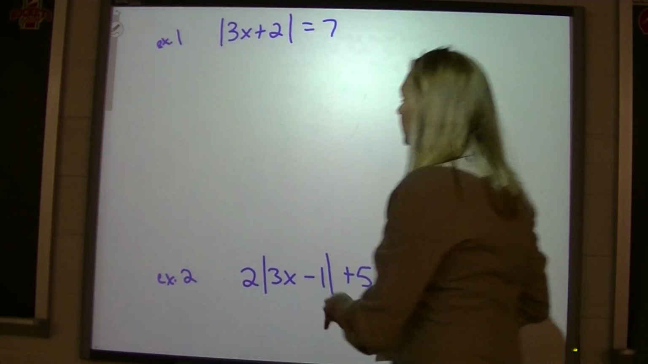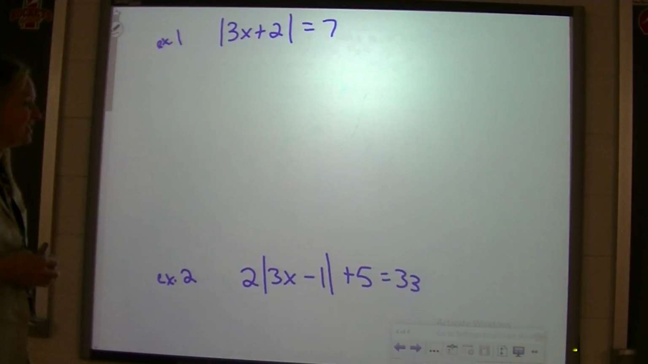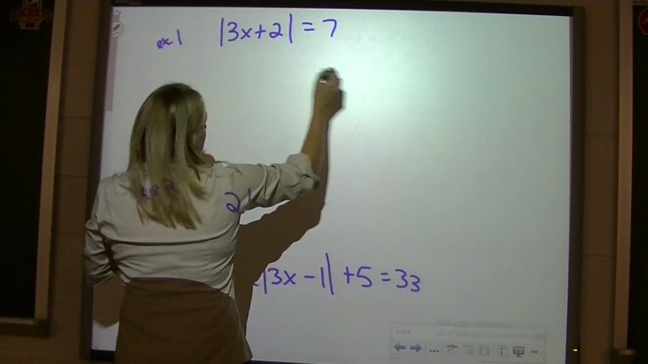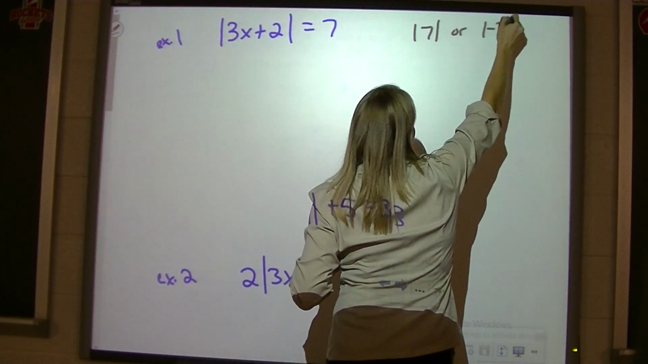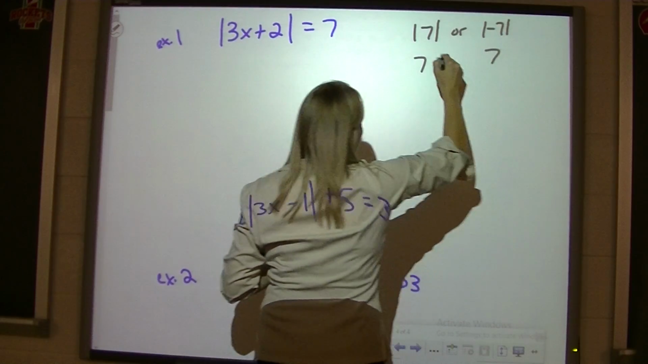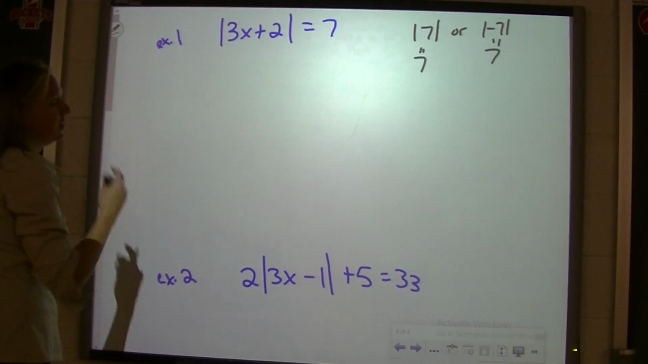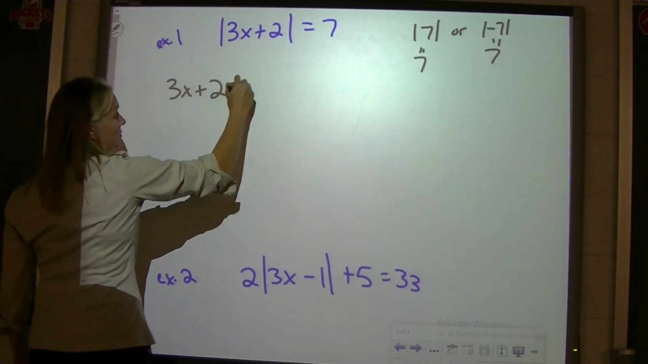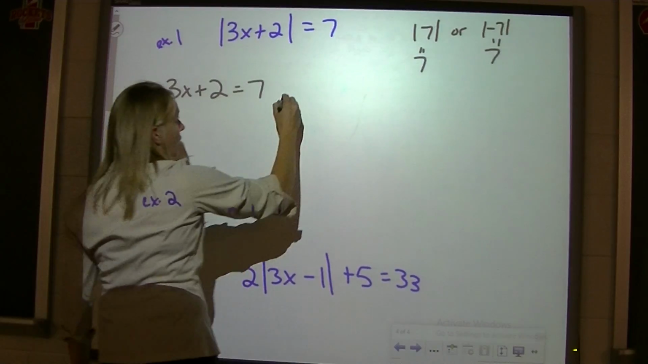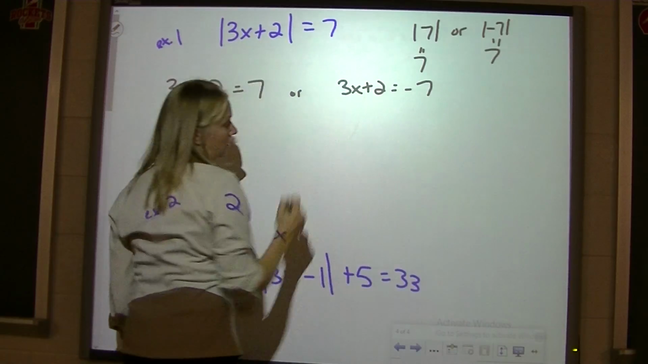Okay, this is example 1 here, solving absolute value equations. As we know, absolute value is the distance a number is from 0. So the number inside the absolute value can be 7 or -7, because the absolute value of 7 is 7 and the absolute value of -7 is also 7. So basically we're saying this absolute value, 3x plus 2, can equal 7, or it could equal -7.